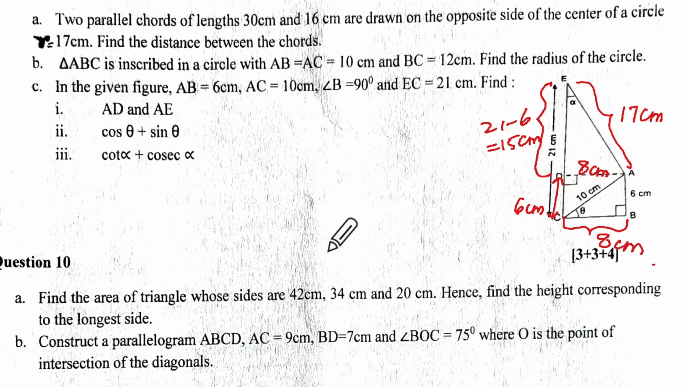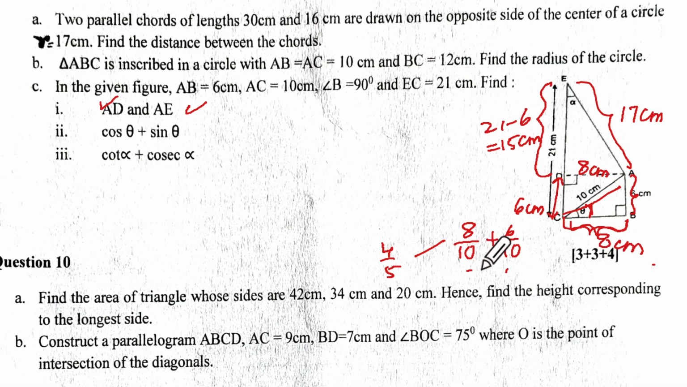Did you understand up to here? They say find AD and AE. So we found AD and we found AE. Now cos theta plus sin theta. Cos theta will be this upon this, so that will be 8 upon 10, that will be 4 upon 5. And sin theta is this upon this, 6 upon 10, means 3 upon 5.